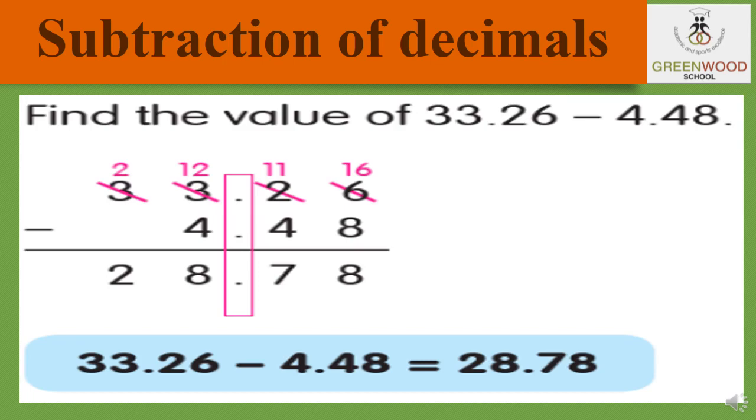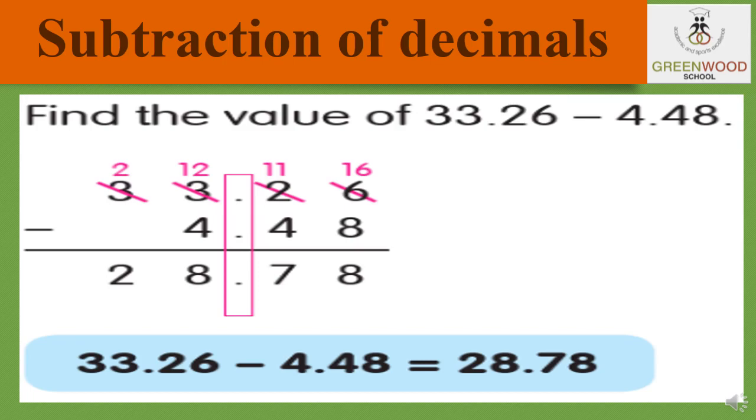So we'll borrow a tens from 2. So 6 becomes 16 and 16 minus 8 is equal to 8. Now we gave one number from 2. So 2 becomes 1 and 1 minus 4 again not possible. So we'll borrow a tens from 3. So 1 becomes 11. 11 minus 4 is equal to 7. Now from 3 we gave one number to 2.